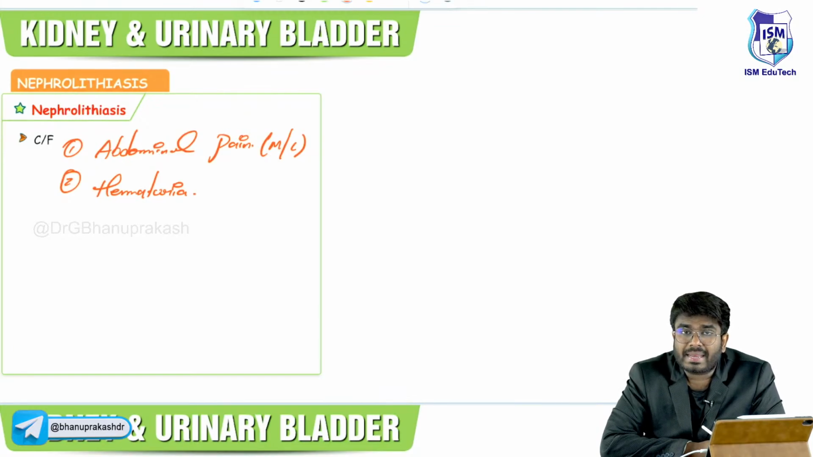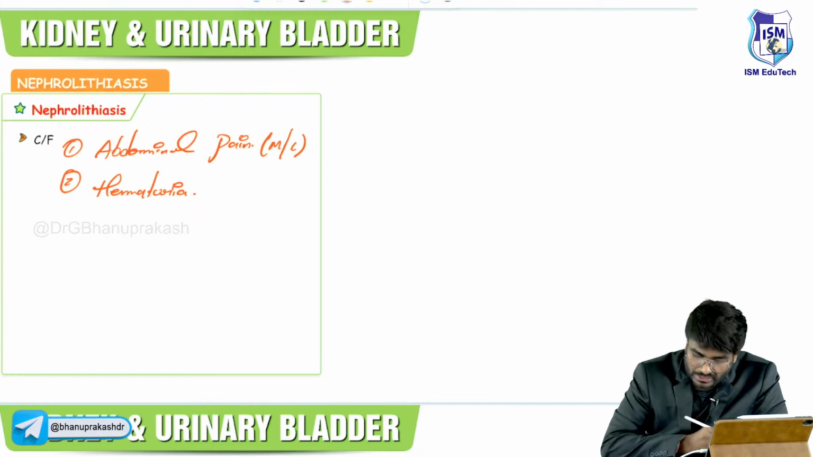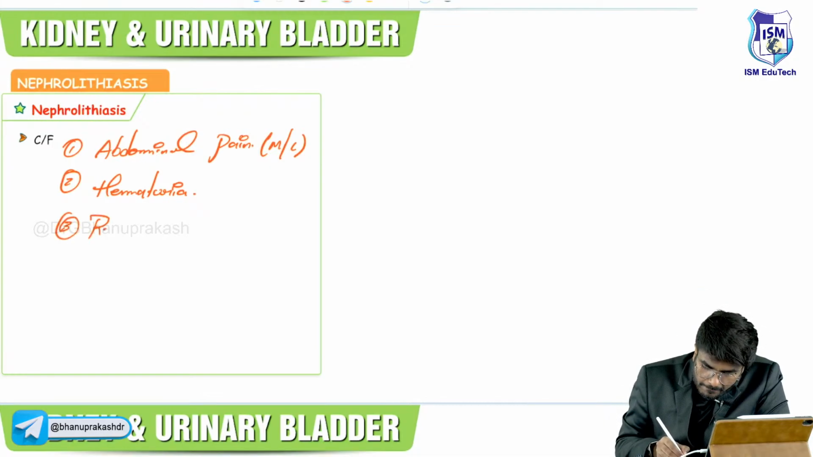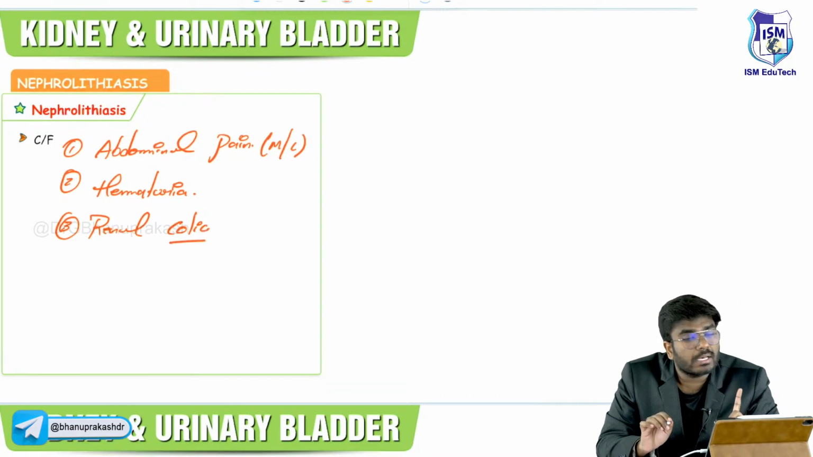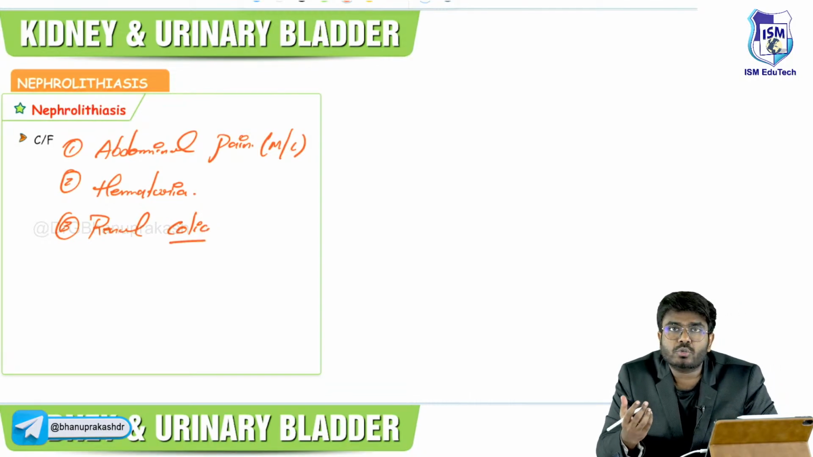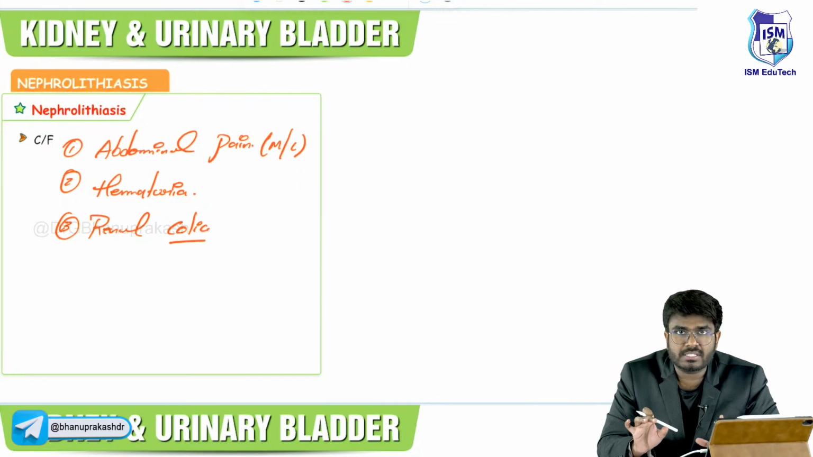The patient can have renal colic. Third one, renal colic. Why renal colic? Because the stone is not going to be staying in one single place. It's not going to be static.